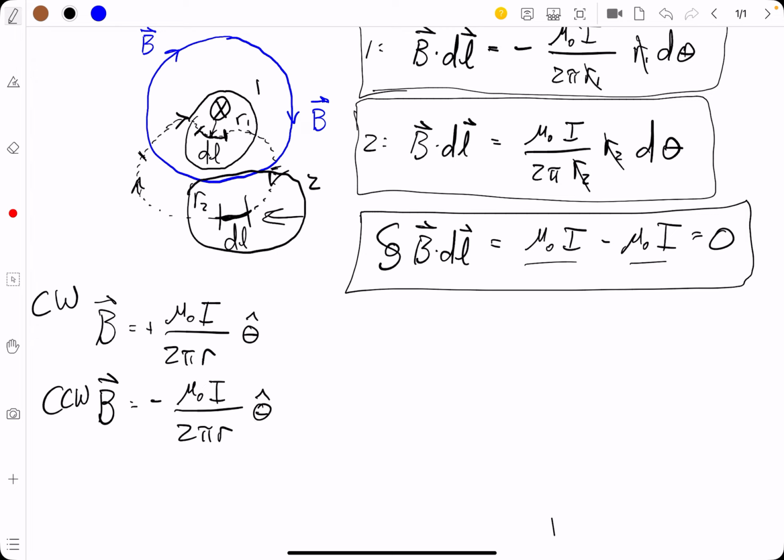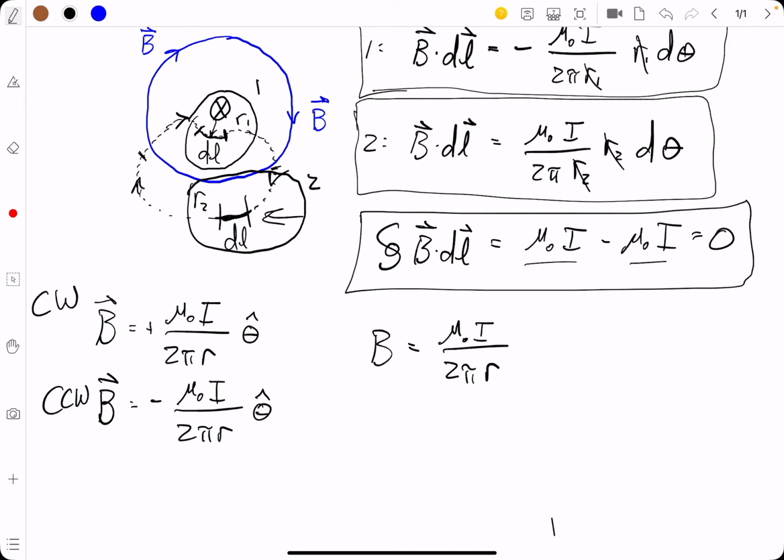But how hard is this, right? Because what if the current wasn't into the page? What if it was out of the page? Then this one would be negative and this one would be positive. And it's just a mess, right? So what we do is we just ignore all of that. We ignore all of it, and we say that the absolute value of B is equal to mu naught I over 2 pi r.